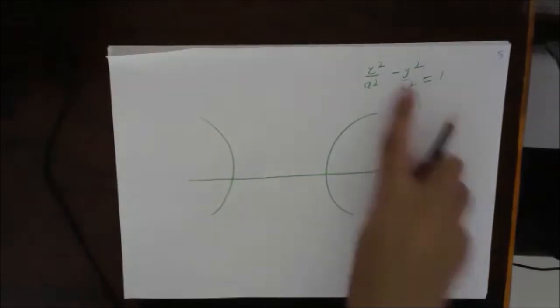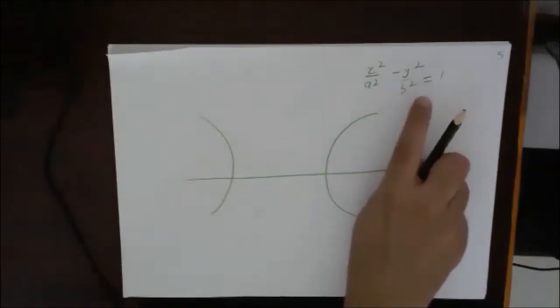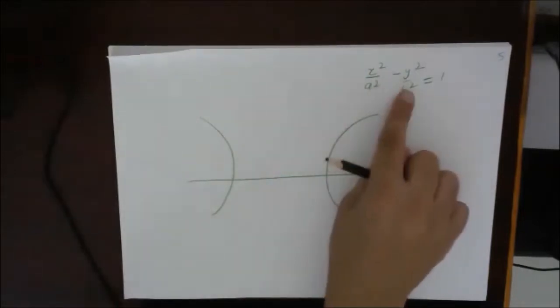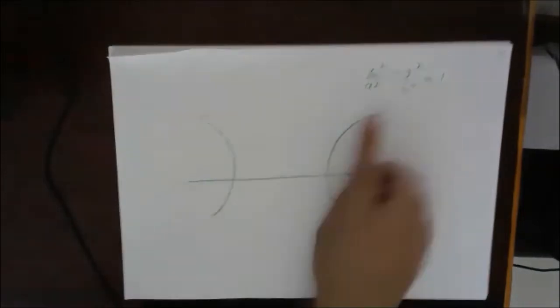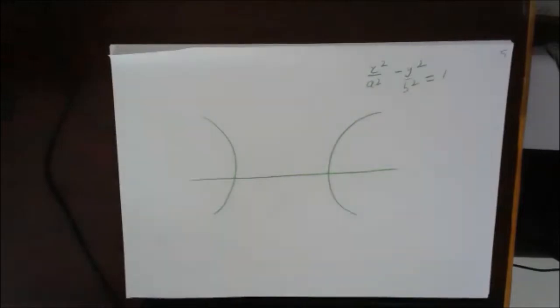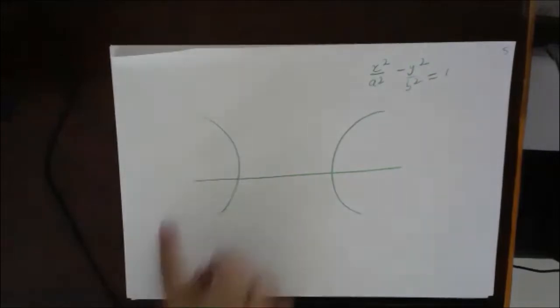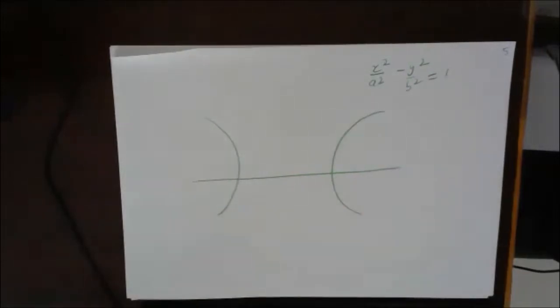Now in the hyperbola, a square and b square can be anything, any one of them can be greater. A square can be greater, b square can be greater. It does not matter. This kind of hyperbola is decided by the sign, the sign on y square. And if we have the conjugate, that will be exactly opposite.